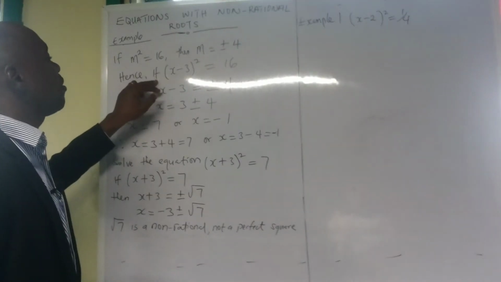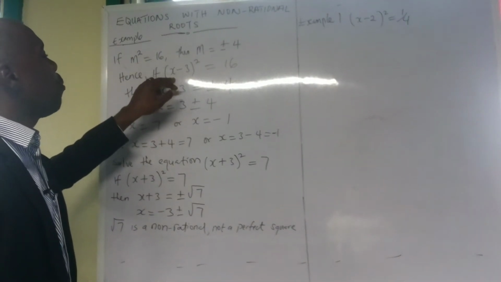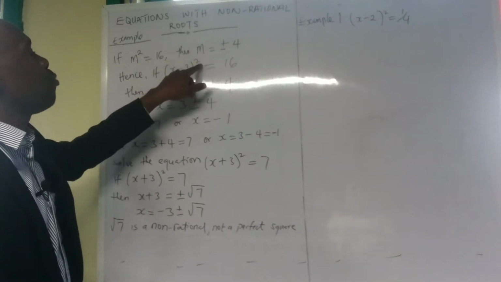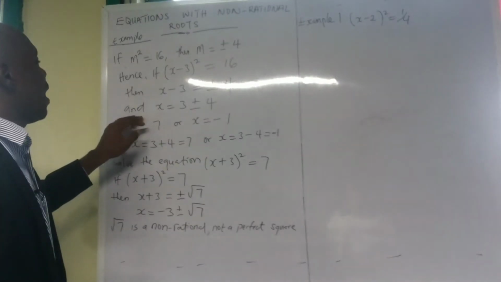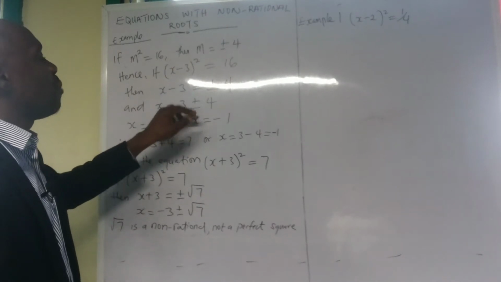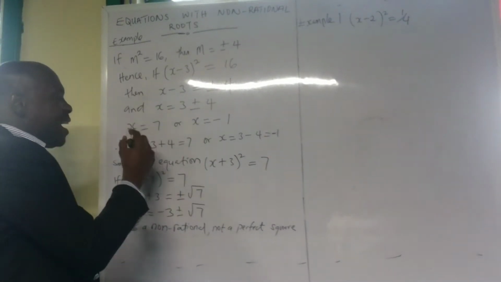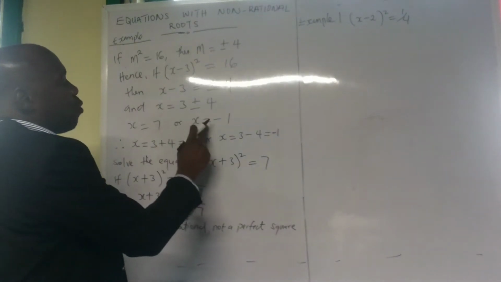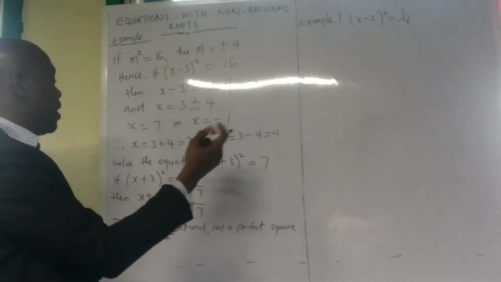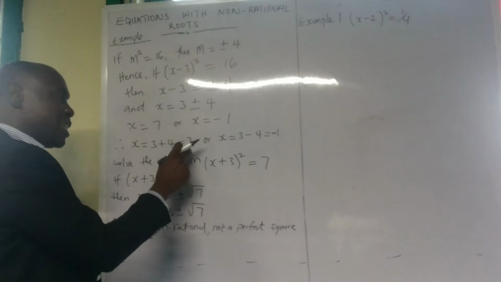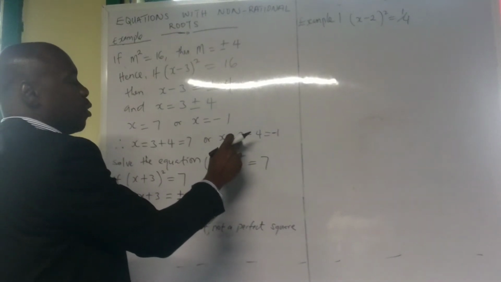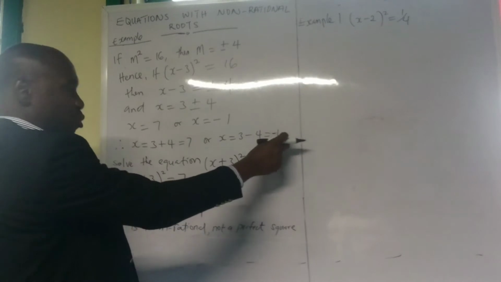Hence, if (x minus 3) raised to power 2 equals 16, then x minus 3 equals plus or minus 4, like we said up here. Then x equals 3 plus or minus 4. So our answer will now be x equals 7 or x equals minus 1. What really happened? Therefore, x equals 3 plus 4 equals 7, or x equals 3 minus 4 equals minus 1.